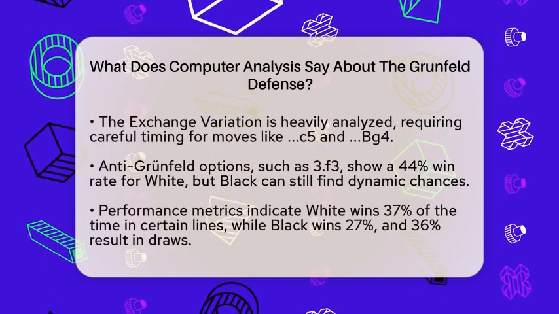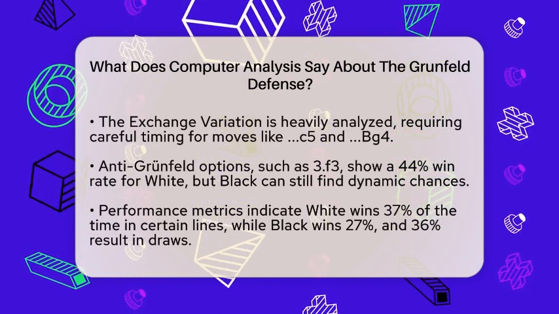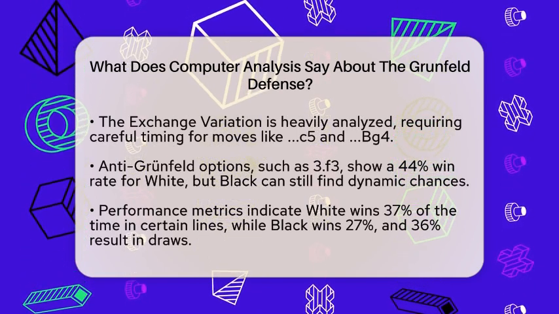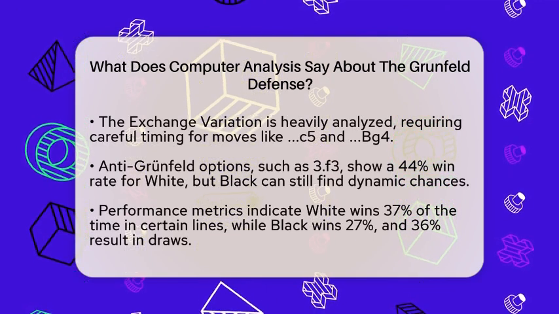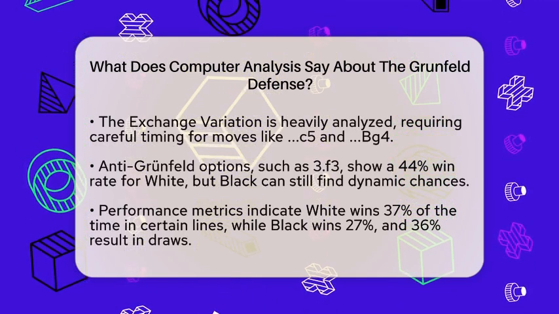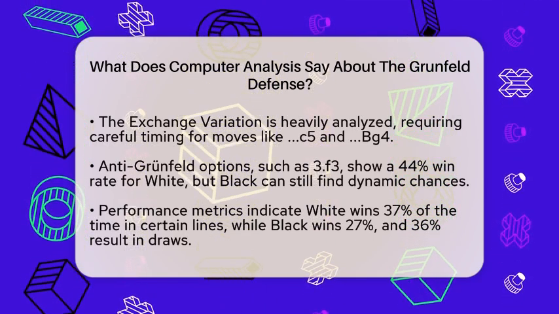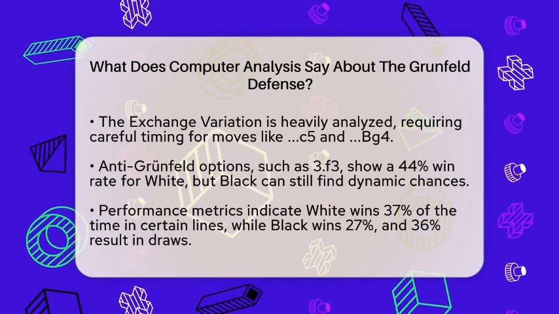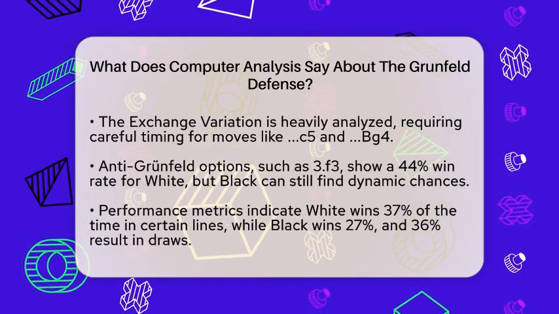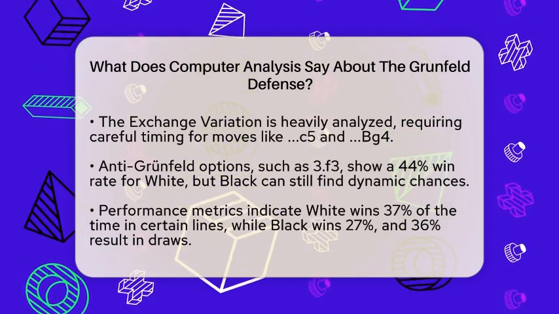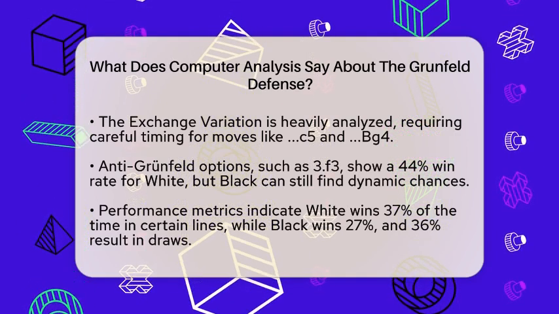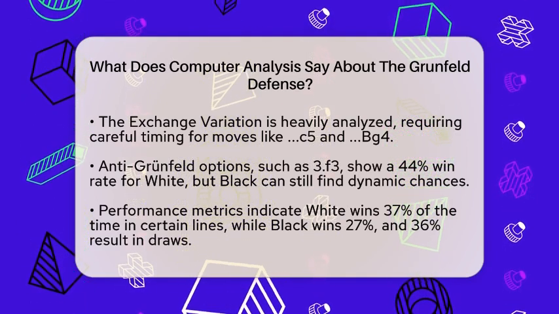Next, the theoretical demands of the Grünfeld defense are significant. The exchange variation, which occurs after 4. cxd5, is heavily analyzed. Computers stress that black must time moves like c5 and Bg4 carefully. These moves can disrupt white's development while avoiding weaknesses in black's position.